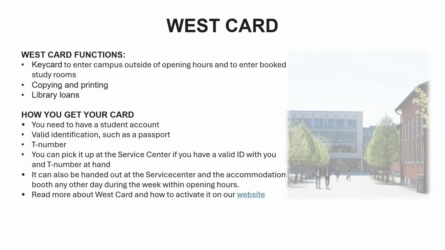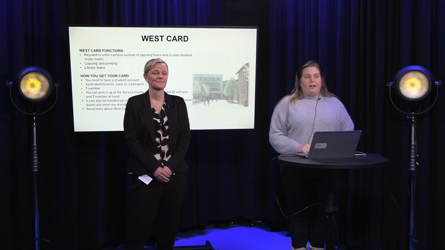So how to get your card? You need to have a student account, and also please give us your passport so we can give you your card, and your T number, of course. You can pick it up at Service Center if you have a valid ID with you and your T number at hand. It can also be handed out at Service Center and the accommodation booth next week. But after next week, you will need to go to Service Center to get it. You can read more about the West Card and how to activate it on our website. Just search West Card, University West, and you will find it immediately.